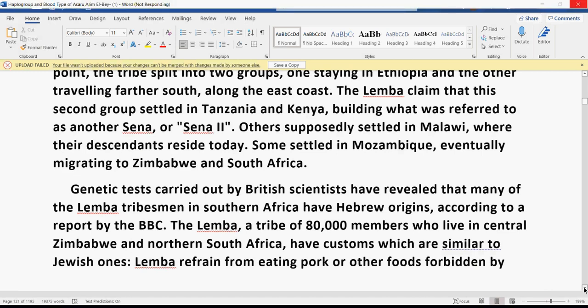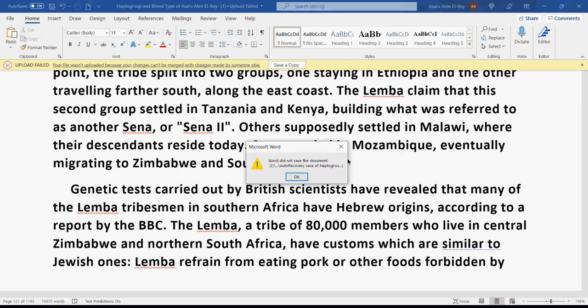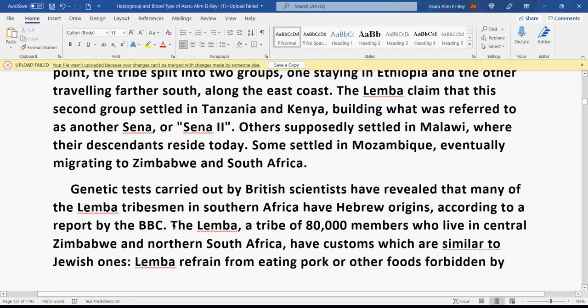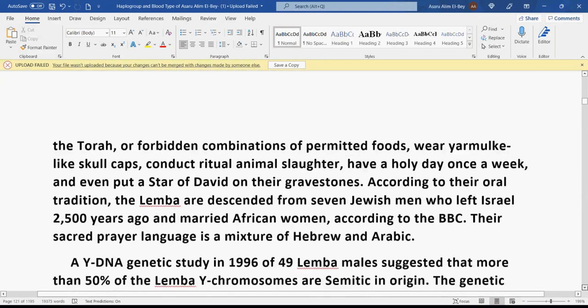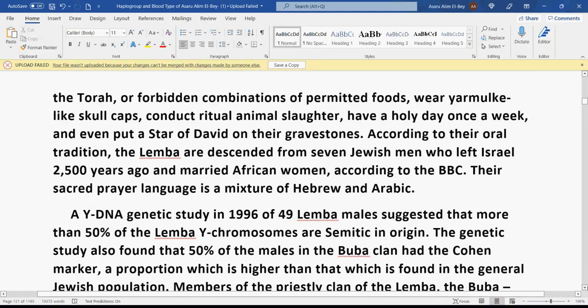Genetic tests carried out by British scientists have revealed that many of the Lemba tribesmen in southern Africa have Hebrew origin. According to reports by the BBC, the Lemba, a tribe of 80,000 members living in central Zimbabwe and northern South Africa, have customs similar to the Jewish ones. The Lemba refrain from eating pork and other foods forbidden by the Torah and forbidden combinations of permitted foods, wear yarmulkes, little skull caps, conduct rituals, animal sacrifice, or slaughter as it is called here, have a holy day once a week, and even put a Star of David on their gravestones.